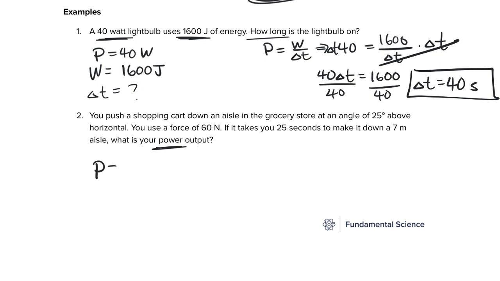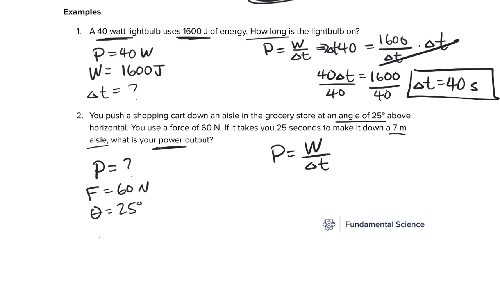Our only equation involving power is power equals work divided by delta T. Now, if you look at our givens, we've got force is 60. We've got angle of 25 degrees. God forbid an angle. And then we've also got that it's a 7-meter aisle. That's a distance. And we've got the delta T, the 25.